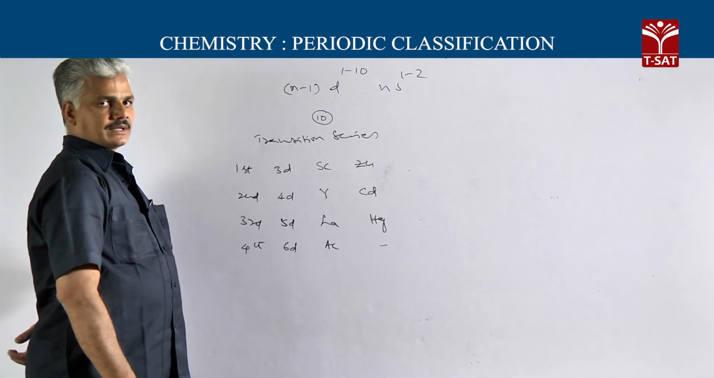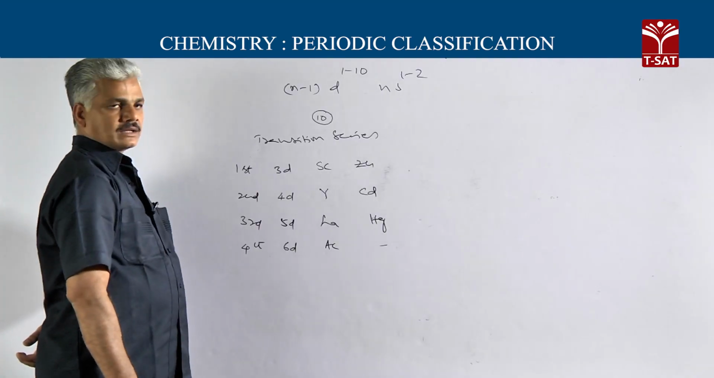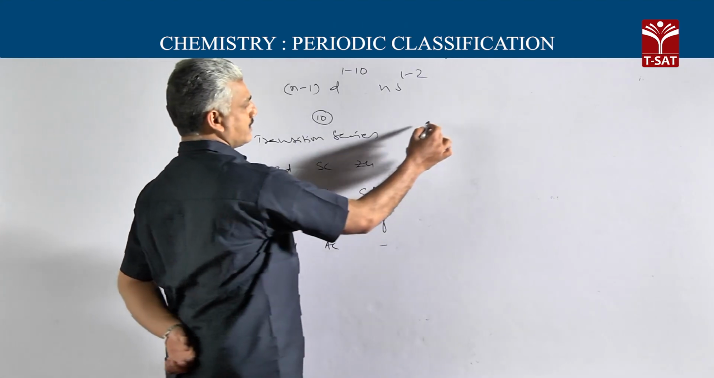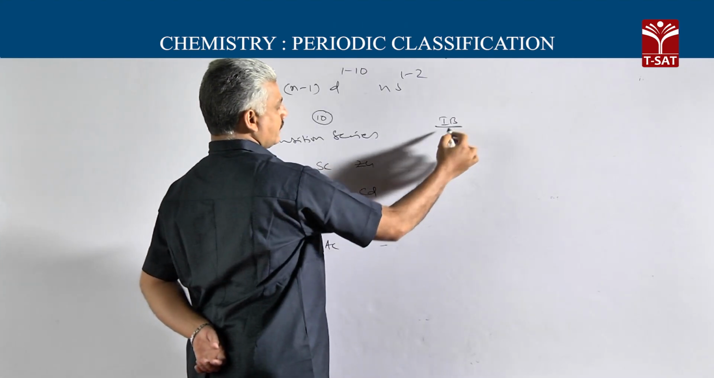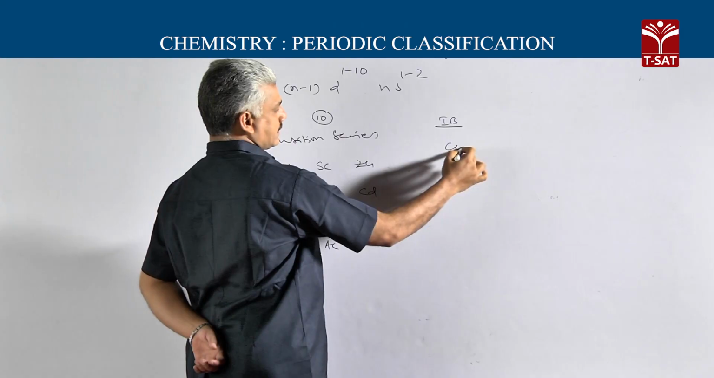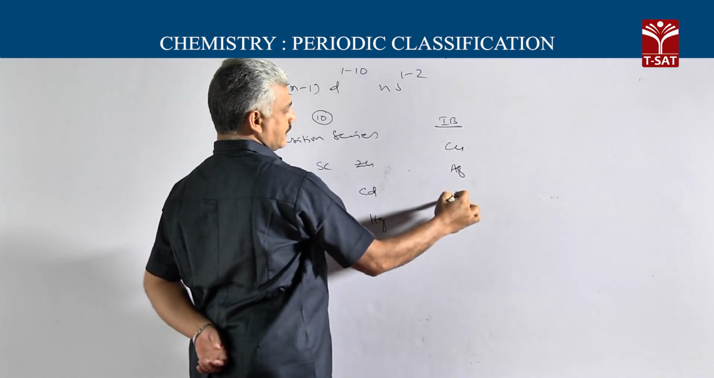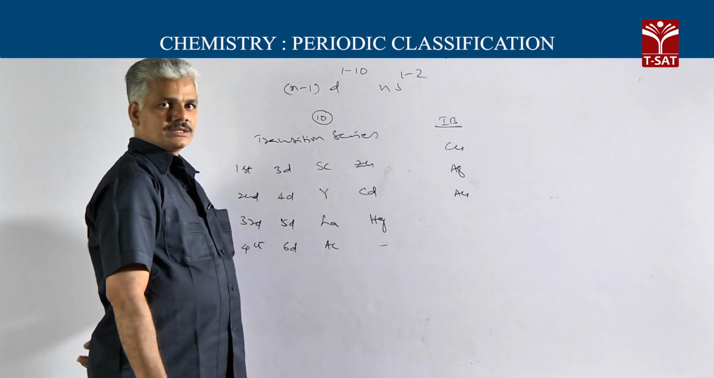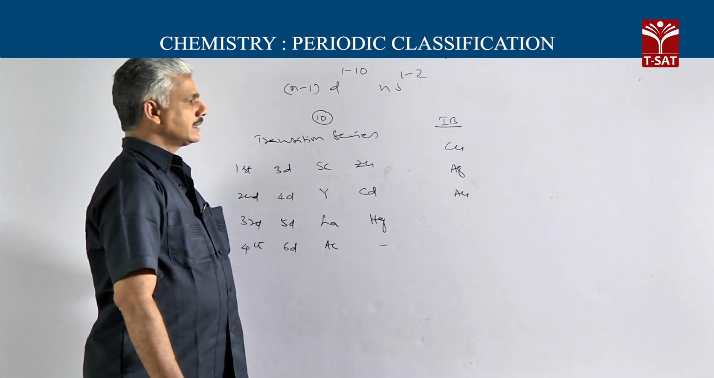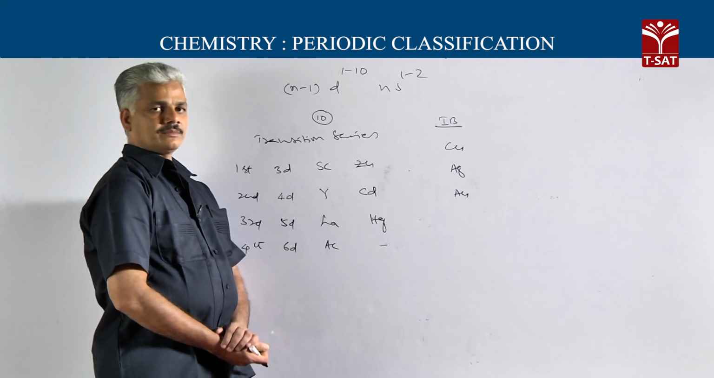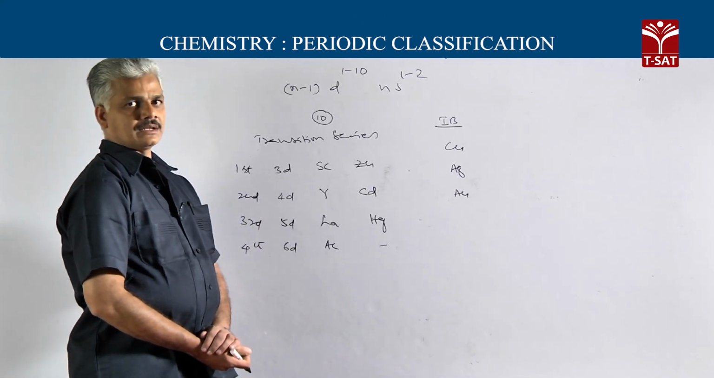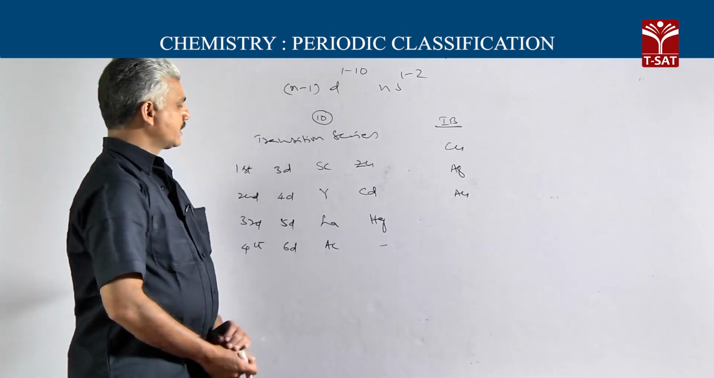There are no specific names to the D block elements or D block groups except 1b. In 1b, the elements present are copper, silver and gold. These are called as coinage metals because these metals are used in the making of coins. These are also called as typical transition metals.